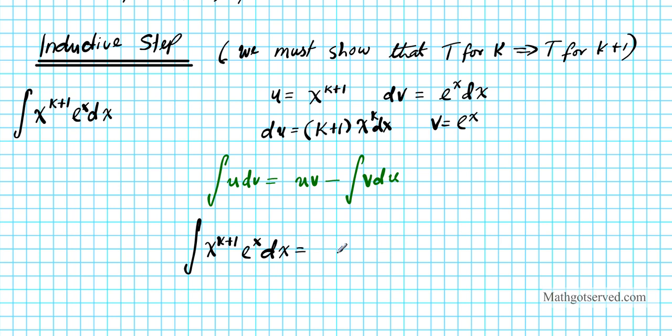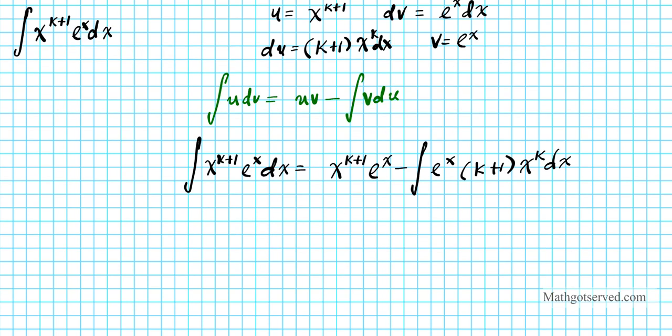So what does that become using the integration by parts formula? It's uv, which is the product of these two: x to the k plus 1 times e to the x, minus the integral of v du. So v is e to the x, du is k plus 1 times x to the k dx. Alright, so let's work on this side a little bit and see how we can make use of our assumption.